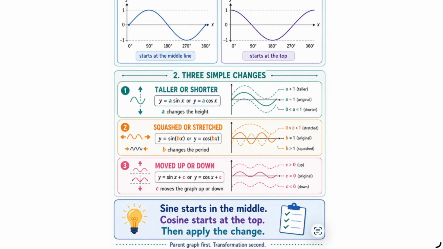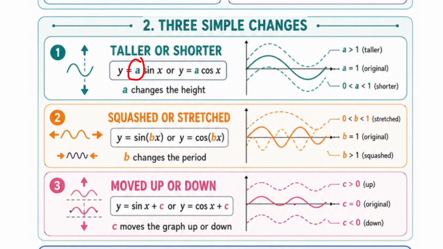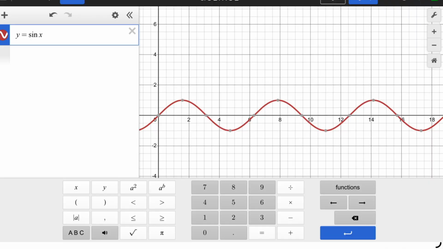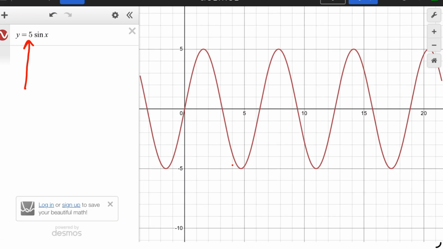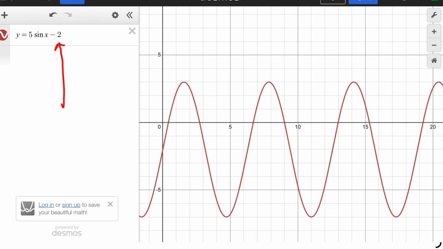The number in front changes the height, how tall or how short it will be. The number outside moves the graph up or down. So based on our question, this one will be the height. Let's try to visualize this graphically. This is a normal sine graph. If I put 5, you can see how high the graph will go. And negative 2 means the graph no longer starts at 0, it will start at negative 2.